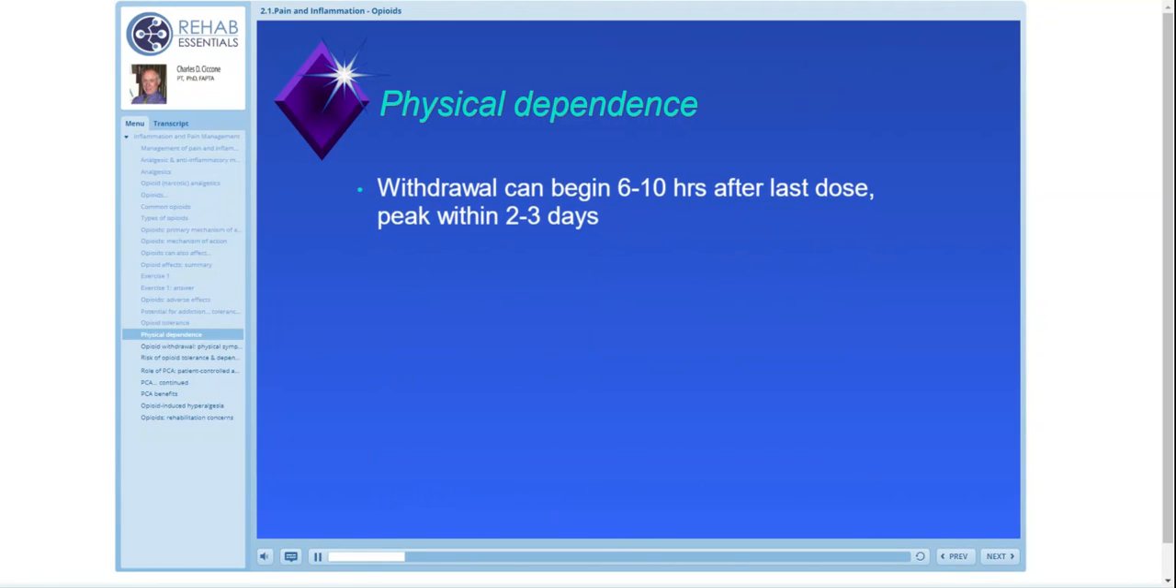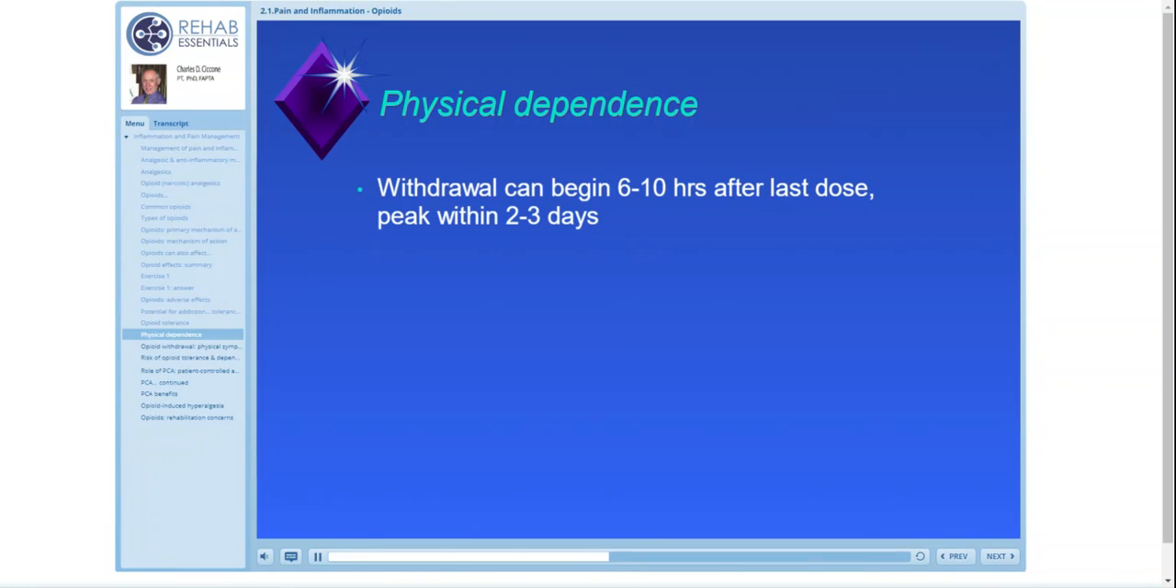In terms of opioid withdrawal, these symptoms can begin within a few hours, 6 to 10 hours after the last dose. Which is why people who are addicted to opioids often are looking for their next dose of the drug or their next source of the drug within a few hours after taking a dose.